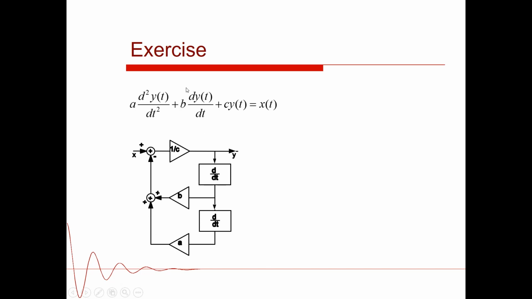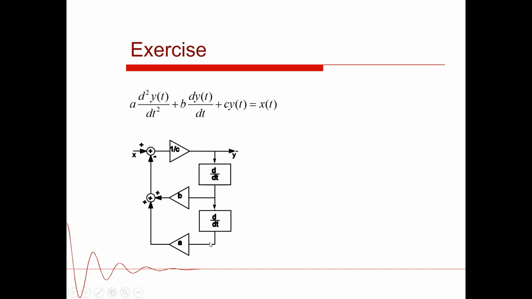We also have to take into account this part of the equation, which is the derivative of y, which is expressed over here, times b, which is expressed over here, and we subtract that again from x. And then we have c times y. So to get y, we have to multiply this complete result by 1 over c, and then we get y. So this is the realization of a second order differential equation when using only differentiators.